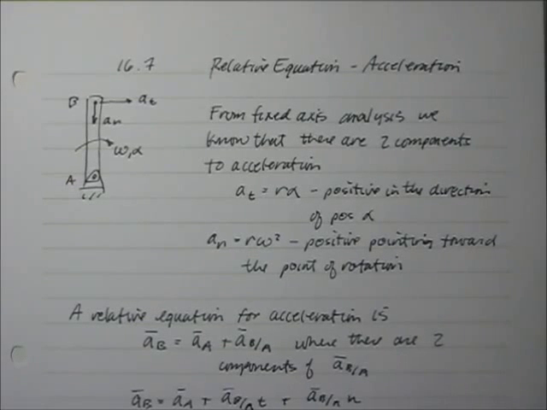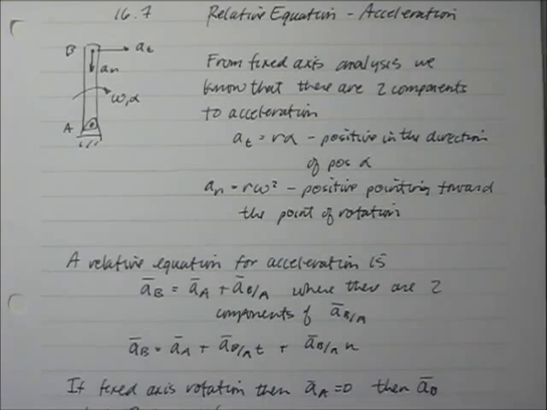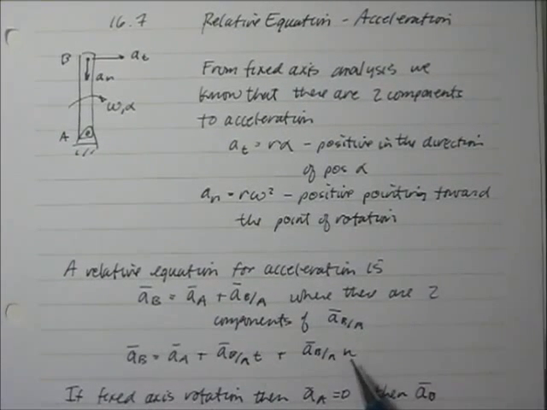All right, so we have a relative equation for acceleration that we've used before. We're going to say the acceleration of B is the acceleration of A plus the acceleration of B with respect to A. And we know that there are two components to that acceleration: a normal component and a tangential component. So we're going to say that the acceleration of B is the acceleration of A plus the acceleration of B with respect to A in the tangential direction plus the acceleration of B with respect to A in the normal direction.